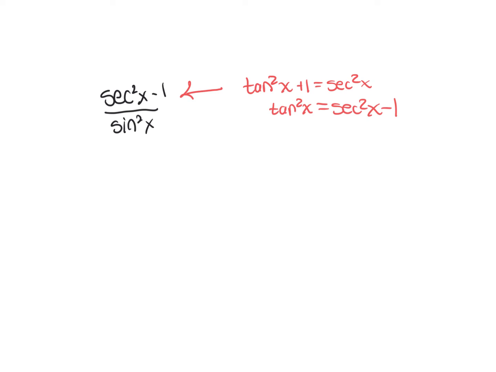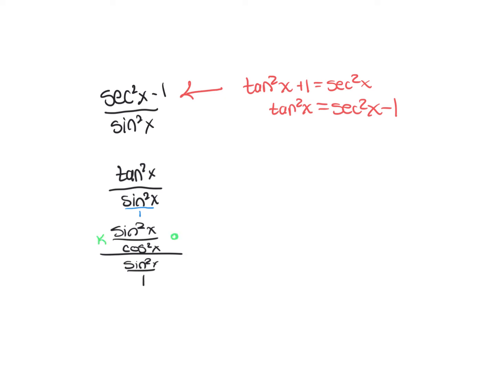So on top I'm going to replace this secant squared x minus 1 with a tangent squared x over my sine squared x. Tangent is sine over cosine, so tangent squared is sine squared over cosine squared. I can write the bottom right here. This sine squared is a sine squared over 1, like this. And then it's keep, change, flip. Keep the top, change to multiply, and flip this over, so multiply by 1 over sine squared.